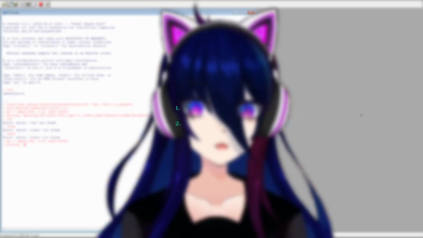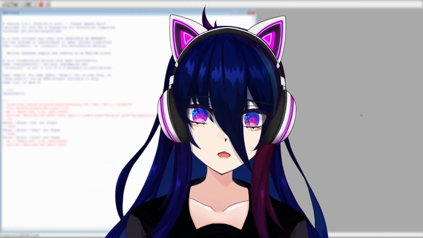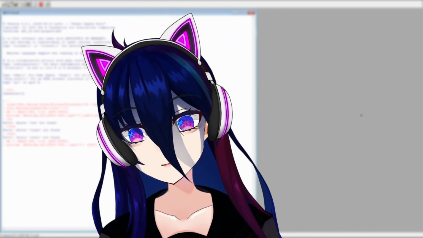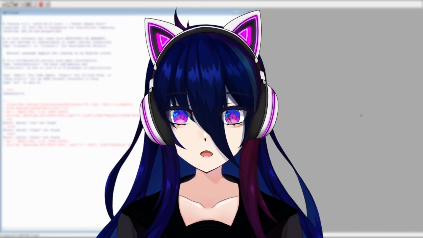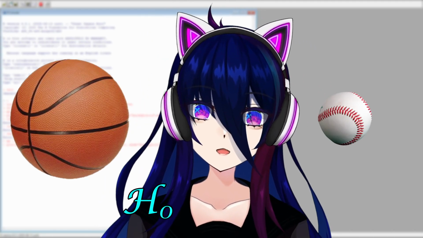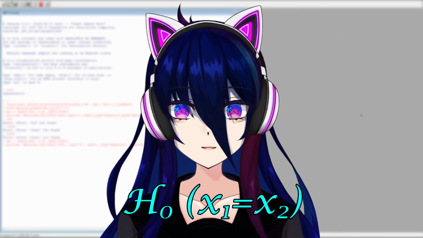Before we get into p-values, we have to understand two things: the null hypothesis and the alternative hypothesis. The null hypothesis is like a default statement about a parameter of a population, sort of the default that we assume to be true. For example, imagine you have two balls of varying sizes. The null hypothesis might say that the size of the ball has no bearing on the weight of the ball.